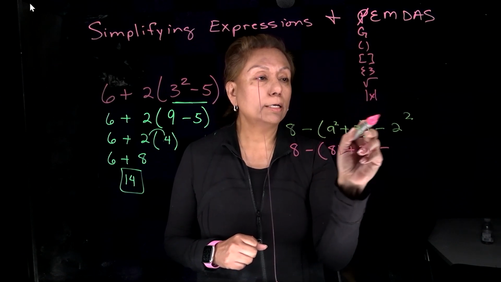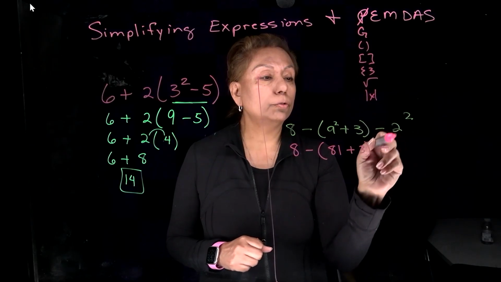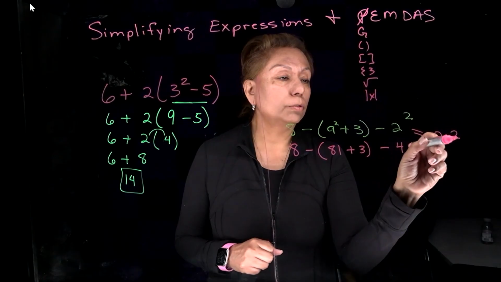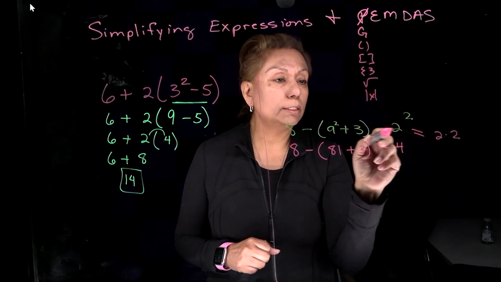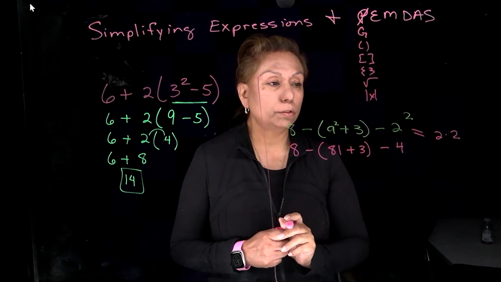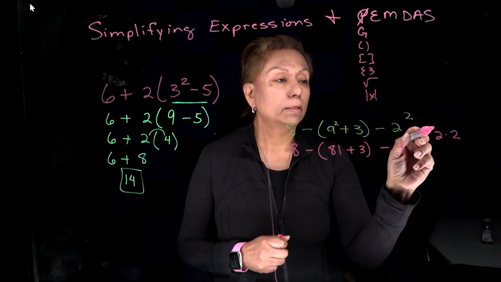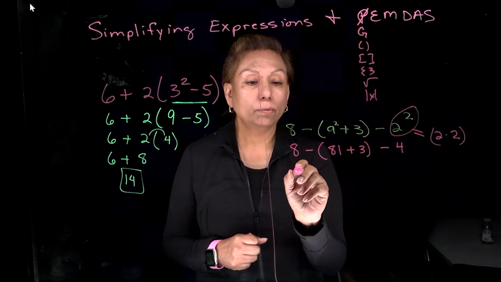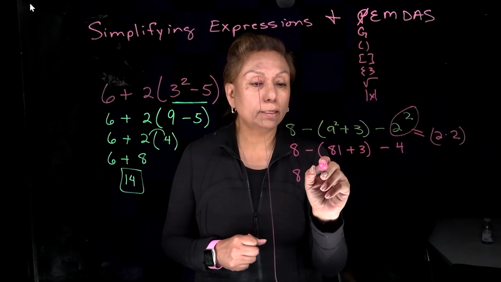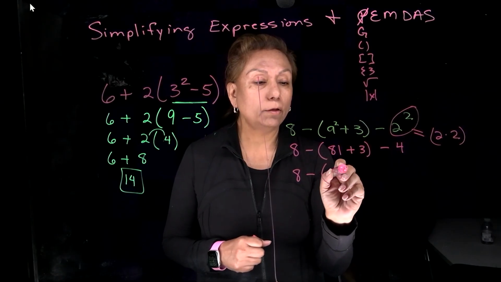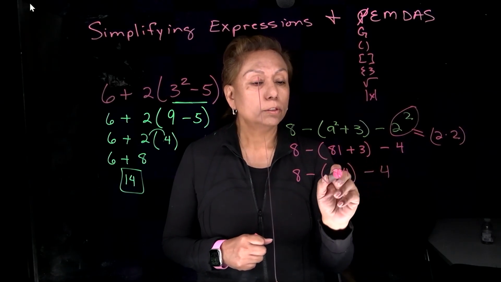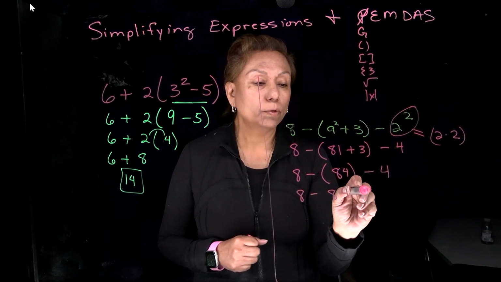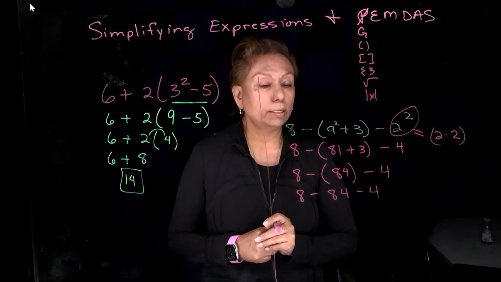And since I have 2 exponents, I can do them together. 2 squared is 4. This is saying 2 times 2. If this was in parentheses, then it'd be negative 2 times negative 2. So be careful with that, okay? So this 2 times 2 is just the 2 squared. All right, now we still have grouping symbols, so we got to do the inside. 81 plus 3, 84. Well, since we only have 84, we can drop the grouping symbols, and we really just have 8 minus 84 minus 4.